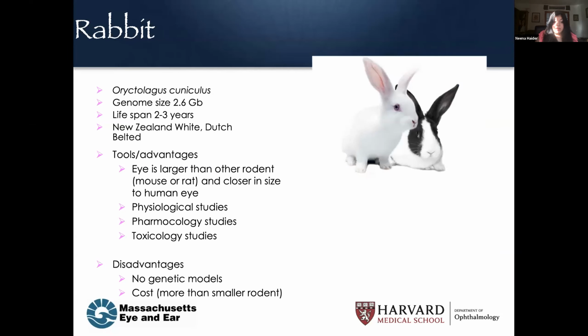The rabbit is another larger rodent that is used for safety toxicology studies. It has a larger eye than the other rodents, so it's closer in size to the human without jumping into the Minipig. It's good for physiological studies and pharmacology as well as tox studies. Disadvantages are there are no really genetic models and they cost more than the rodents. So you want to be really careful in terms of thinking why you want to use this rabbit model. So it's great if you want to do just the tox study or to look at the effect of a drug.